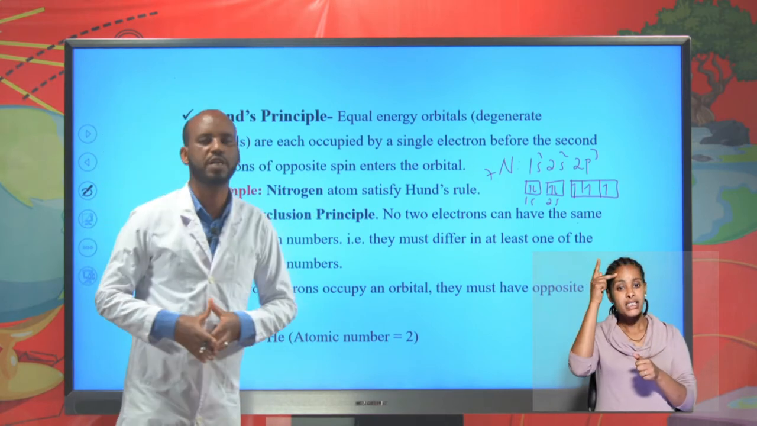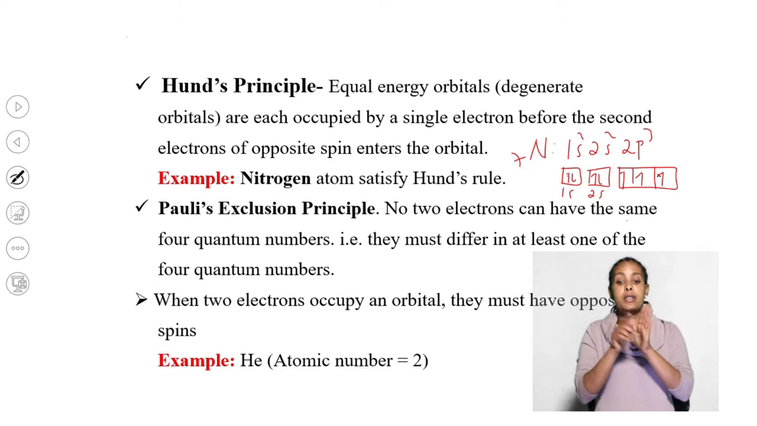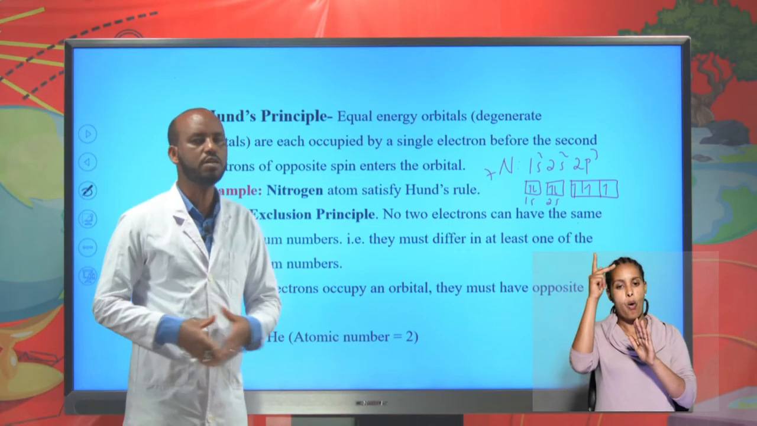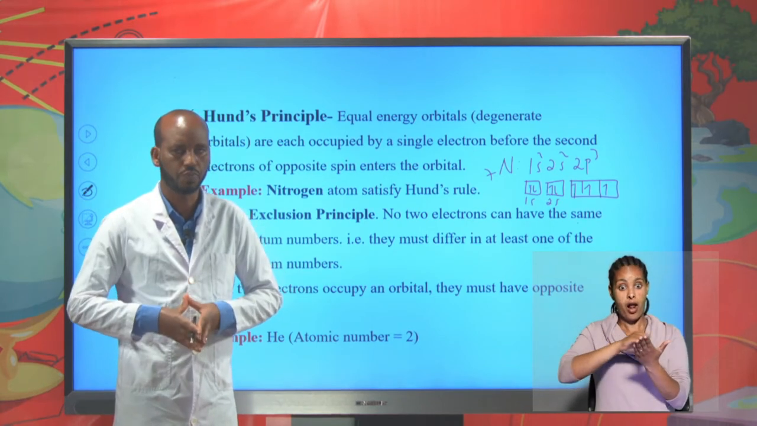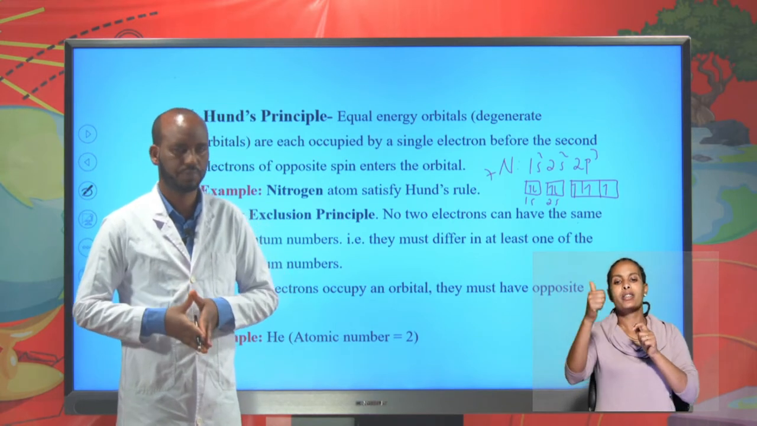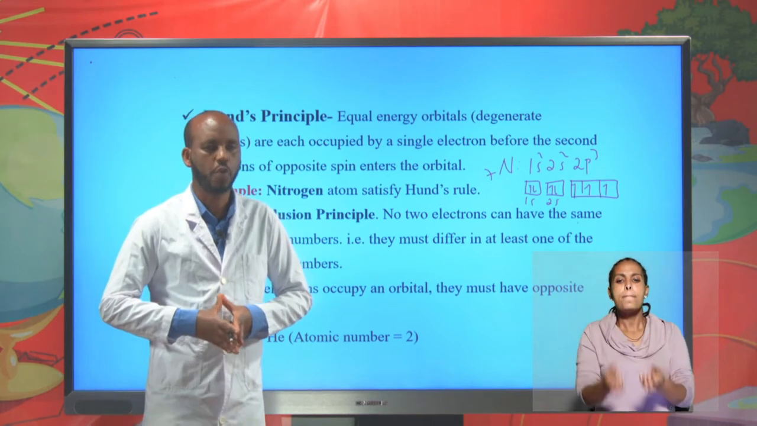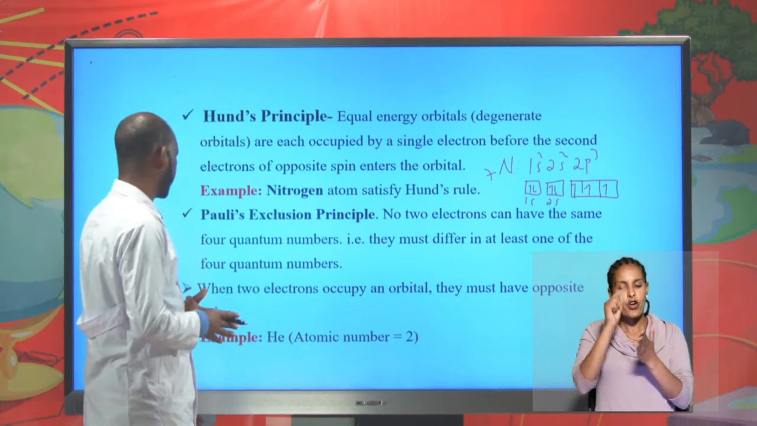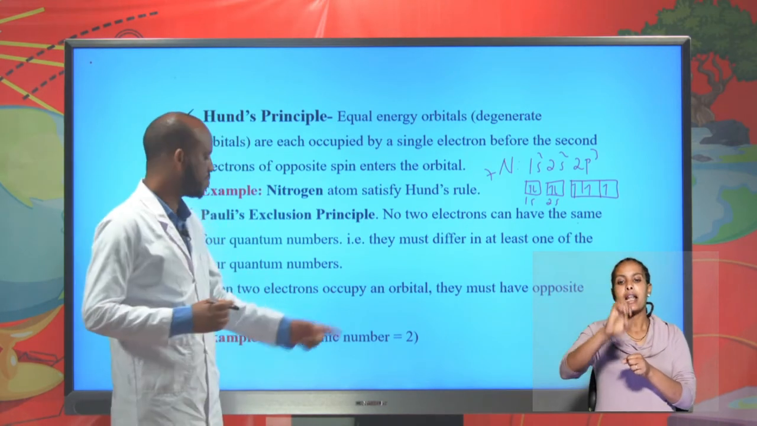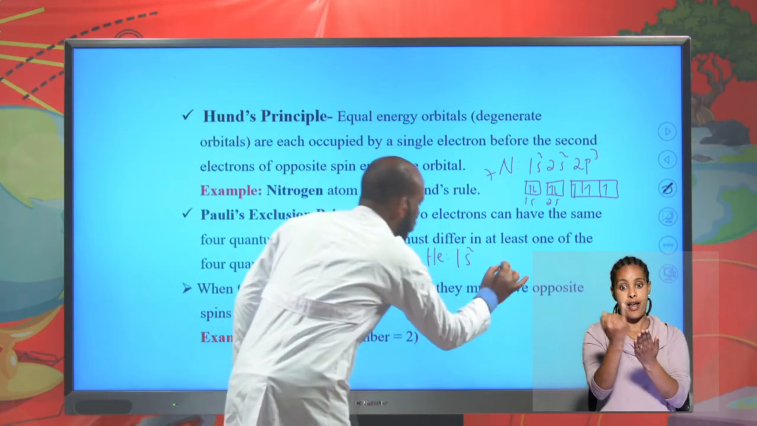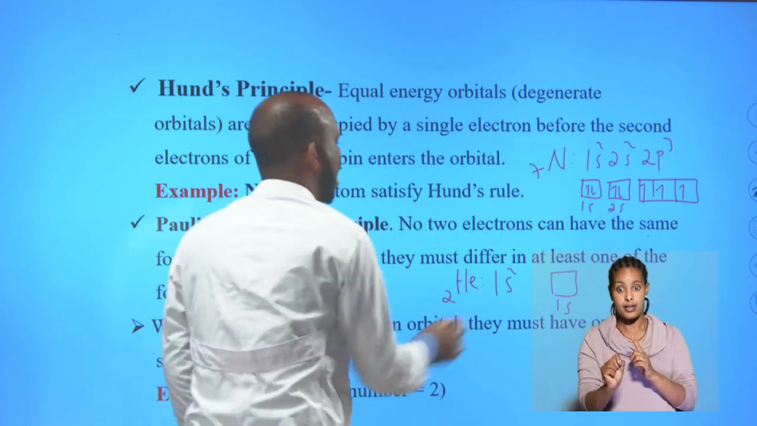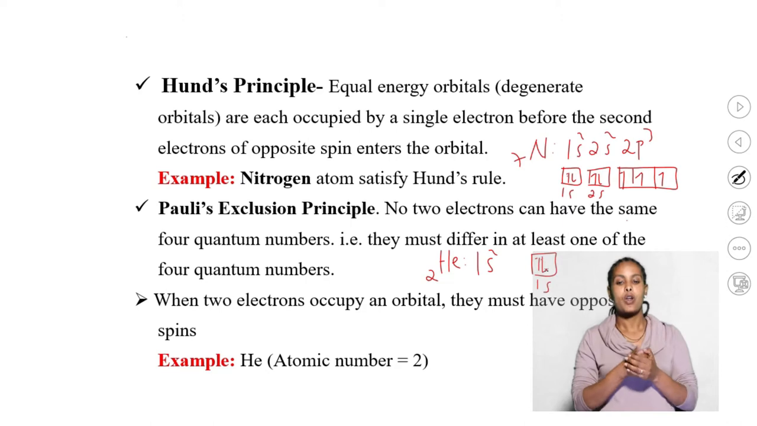Pauli's exclusion principle. This principle states that no two electrons in an atom can have the same four quantum numbers. The Pauli exclusion principle limits the number of electrons in an orbital to 2 with opposite spins. An orbital can accommodate a maximum of 2 electrons. For example, take helium, atomic number 2. Electronic configuration 1s2. Using an orbital diagram, the 1s atomic orbital has 2 electrons with opposite spins.